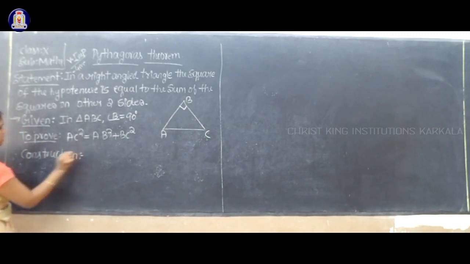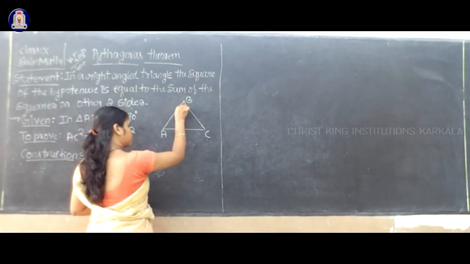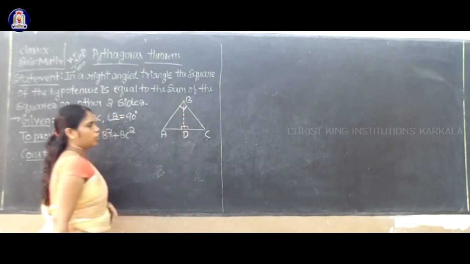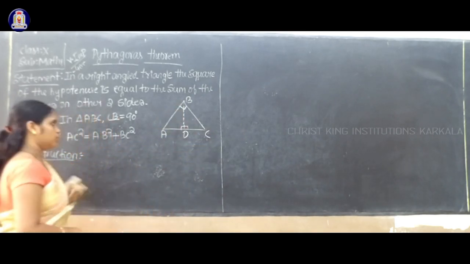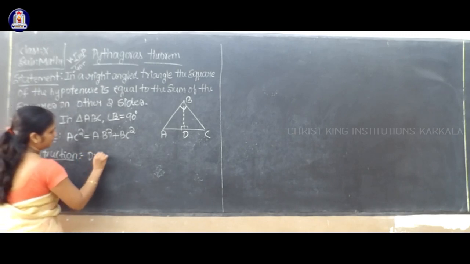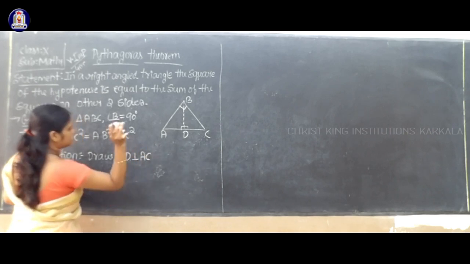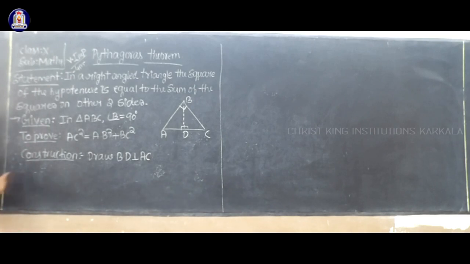So what construction can we do here? I will draw one perpendicular BD. I will take BD perpendicular to AC. Draw BD perpendicular to AC. This is my construction. Next I will take the proof part.